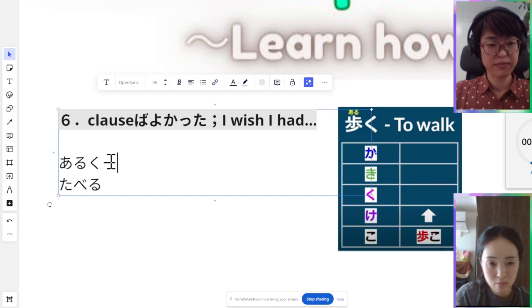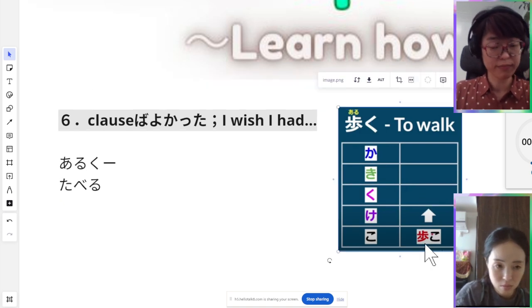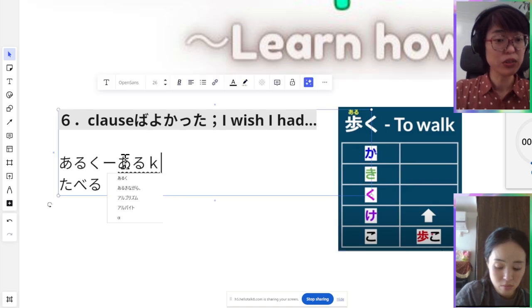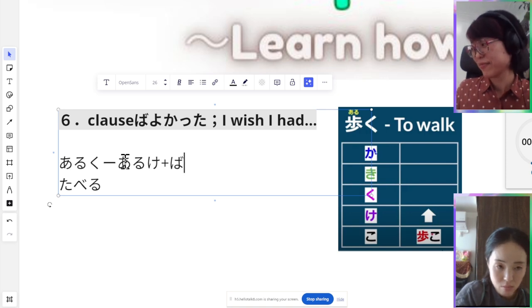Aruku, you'd move it up to aruki, for example, to add masu. Down to aruku, which is the dictionary form, and down to aruke, which is the command form, but it's also one we're going to be covering today. You just move it up and down this chart to get different conjugations, and then you add something else. One we're going over today is the ba conditional.